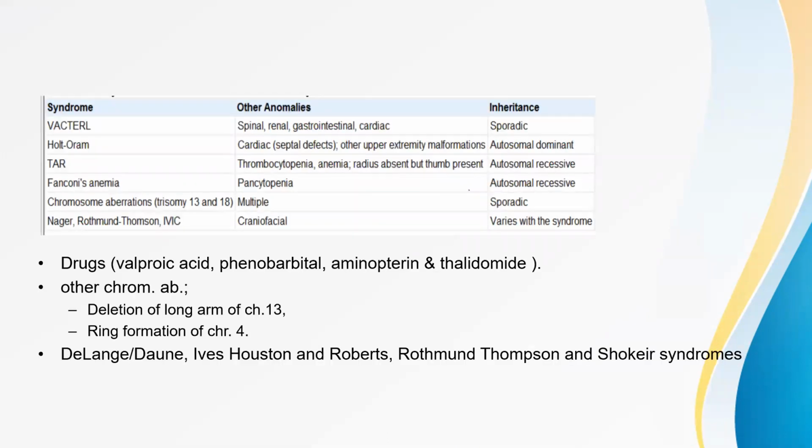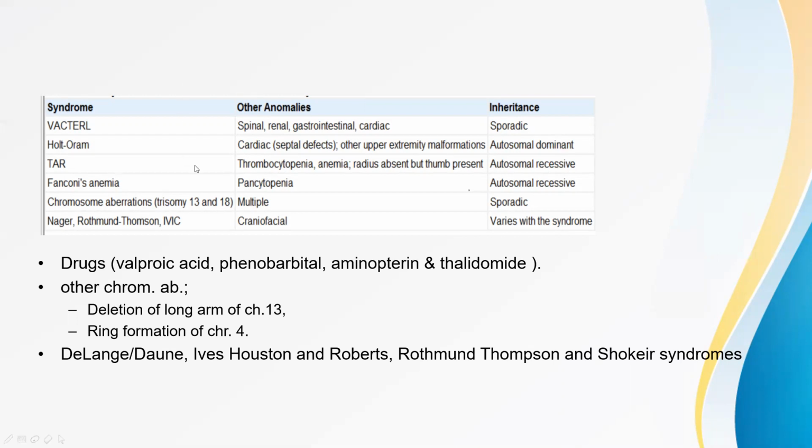Radial club hand is usually reported as part of syndromes. A lot of syndromes, including VACTERL, Holt-Oram, TAR, Fanconi's anemia, chromosomal aberrations, trisomies, deletions, ring formations, other rarer syndromes like De Lange, Eves-Houston-Roberts, Rothmund-Thomson, Choquer syndromes. All of these have been associated and linked to radial club hand. The inheritance is usually sporadic or recessive. Only the Holt-Oram is known to be autosomal dominant.